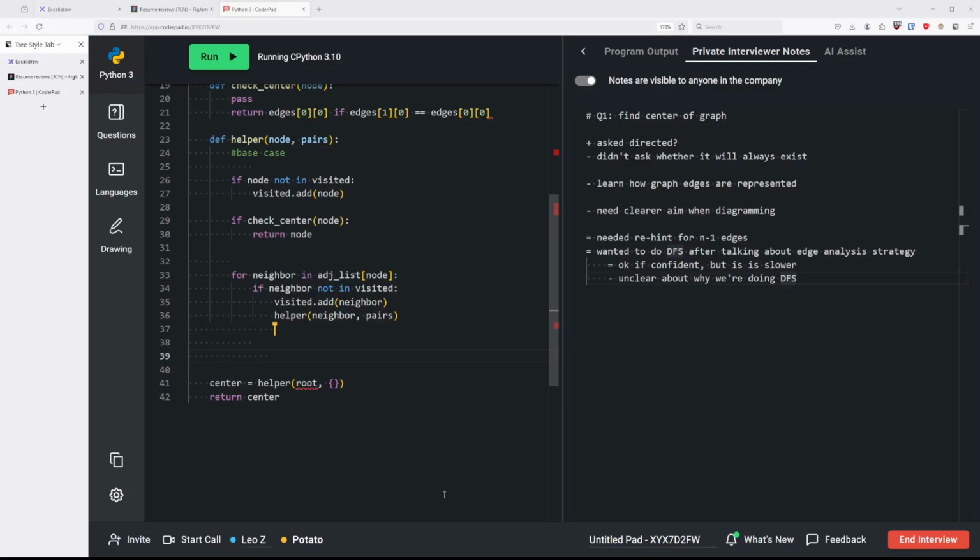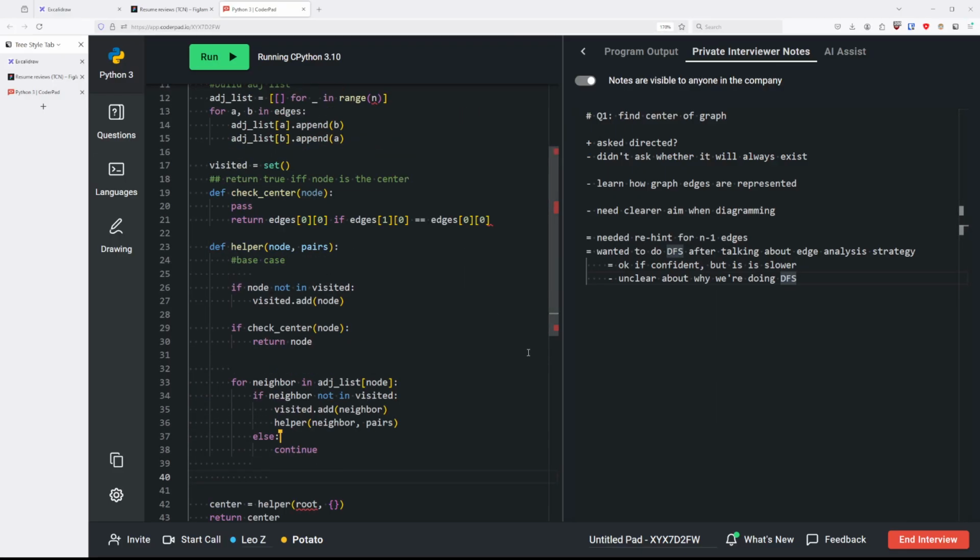We add the neighbor and then we check. In the case that the neighbor node is already in the visit set, in this case we already visited the node before, so we just continue.